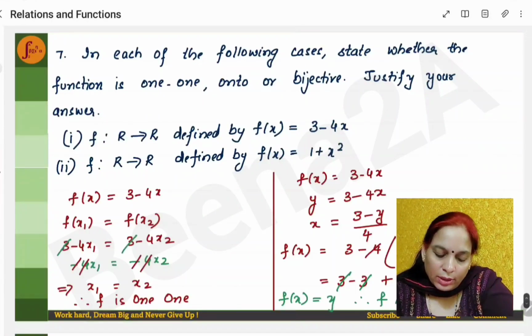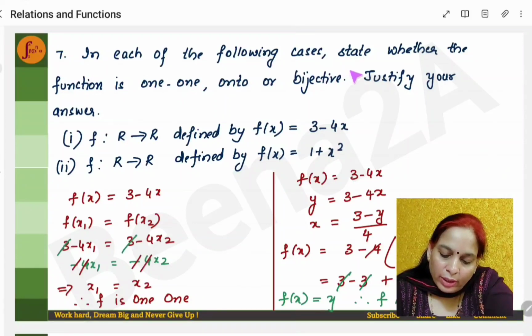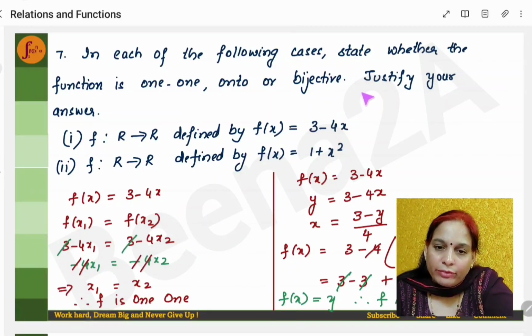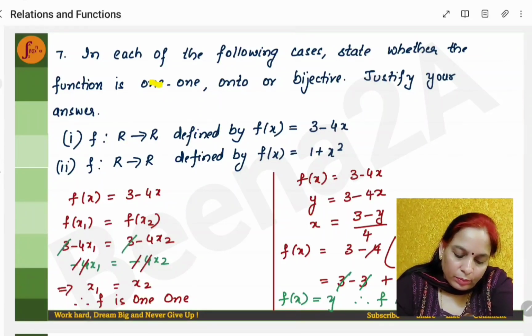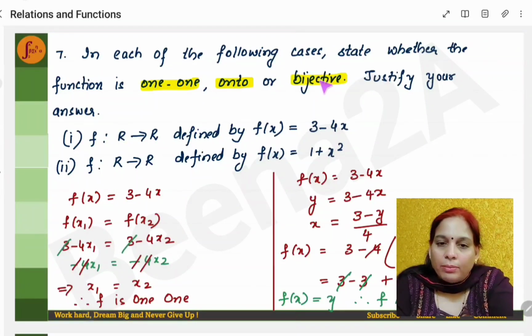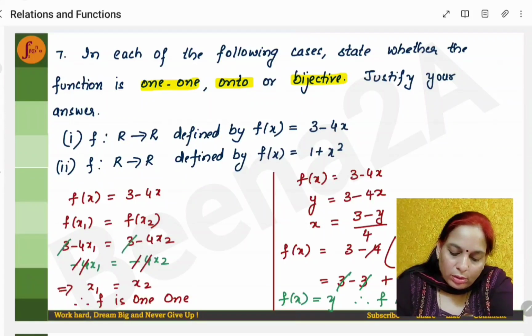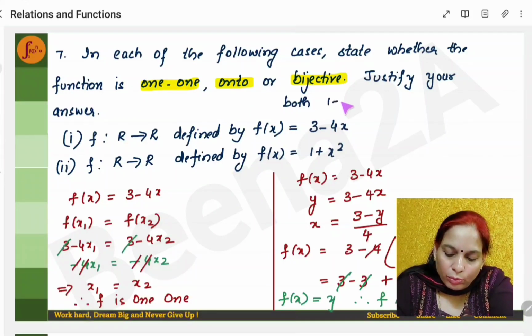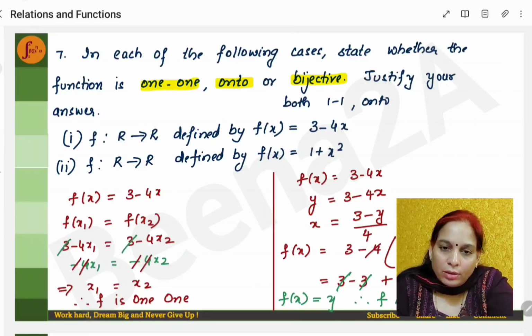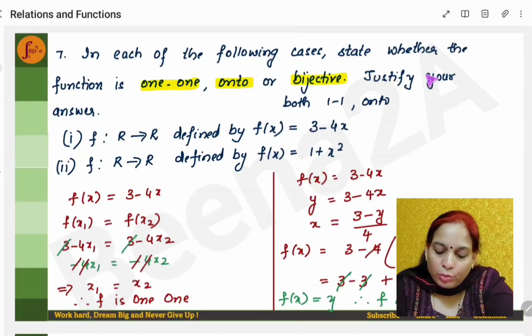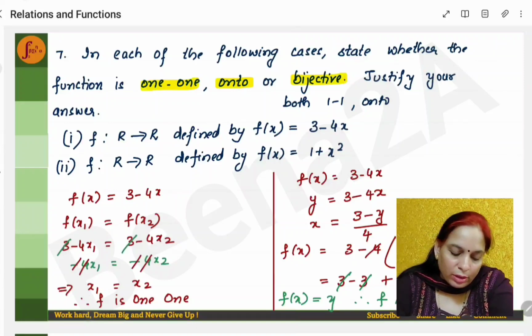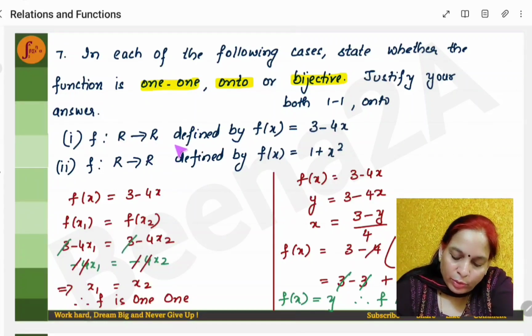Now, let's go to this example. In each of the following cases, state whether the function is 1, 1, onto or bijective. Bijective is both 1, 1 and onto. And justify your answer. Basically, you have to explain as to why it is 1, 1, onto or bijective. Now, we'll take the first one.